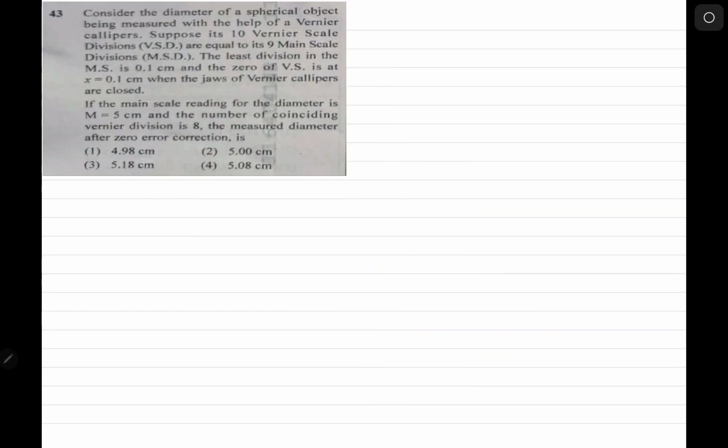Question number 43, which is on error measurement, and we have to use the vernier scale here. The question says 10 vernier scale divisions are equal to 9 main scale divisions, and the least division of the main scale is 0.1 centimeter. With these three things, we can find the least count of the vernier scale, and that will come to 0.01 centimeter. All of you know how that comes. That's the basic process.